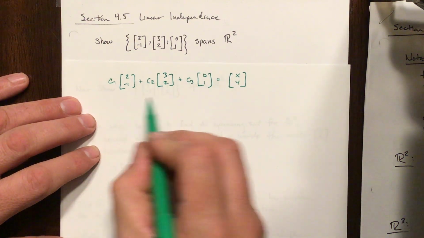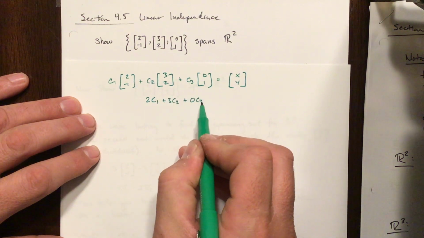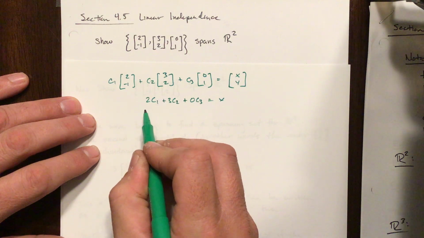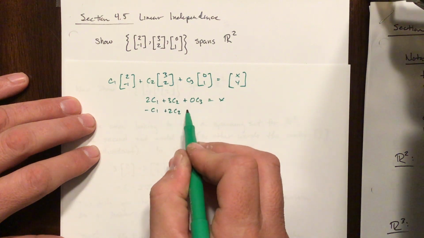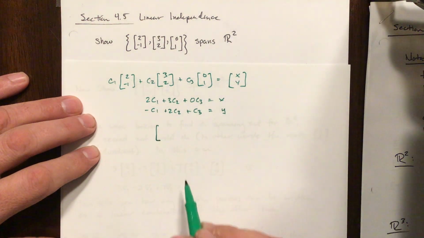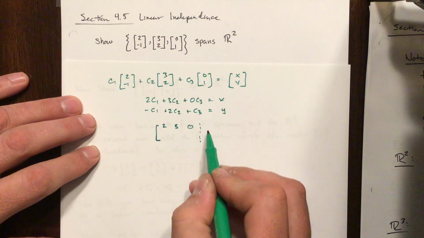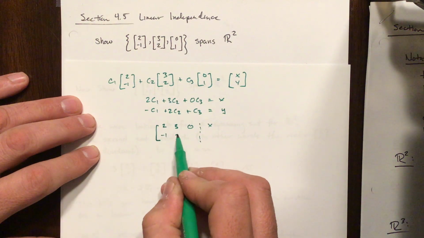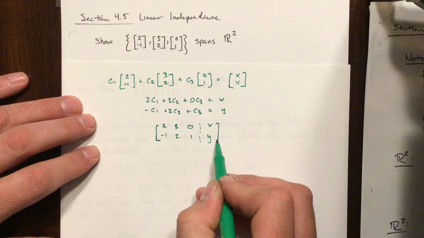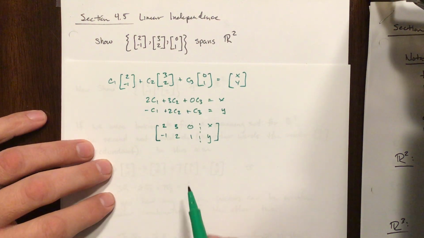Reducing this down to a system, we can say this is 2c1 plus 3c2 plus 0c3 is equal to x, and minus c1 plus 2c2 plus c3 is equal to y. Therefore, we can write this as an augmented matrix: 2, 3, 0, x; negative 1, 2, 1, y. And we can begin row reducing, trying to show that this augmented matrix does not have a pivot in the augmented column.